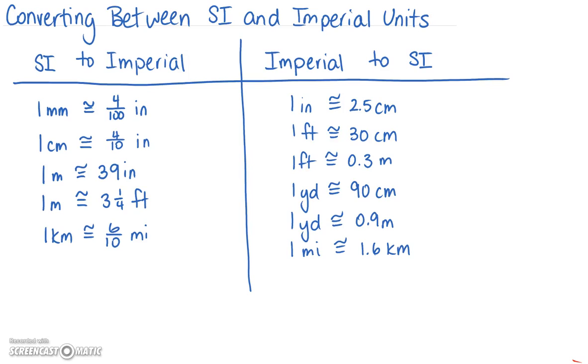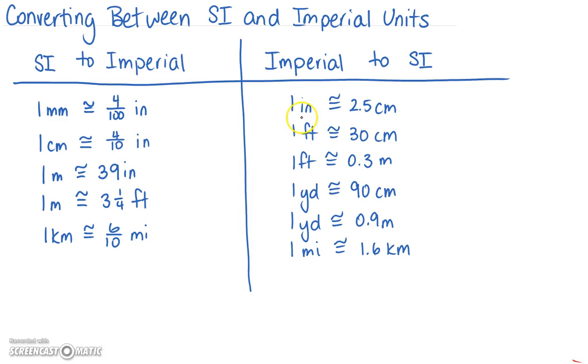So today we're going to look at how to convert between metric, also referred to as SI units, and imperial units. In the textbook, it gives you a couple of approximations that you should be familiar with that we are going to be using to look at how to convert between metric units and imperial units.